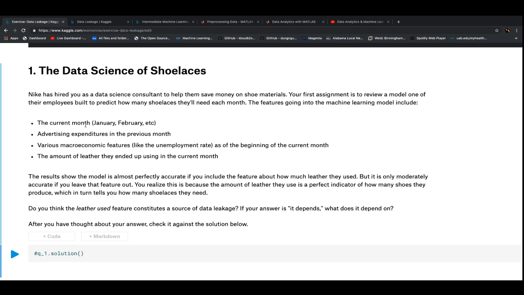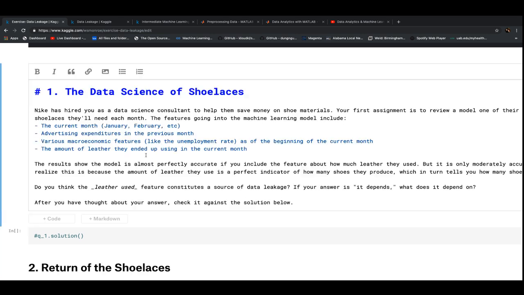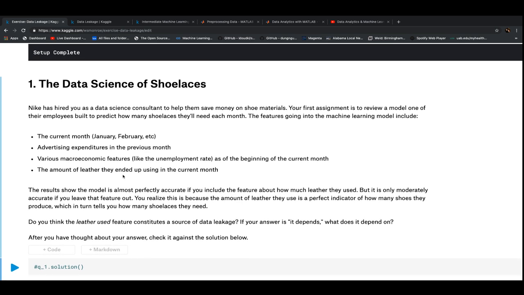The current month, we'll always know what the current month is. The advertising expenditures in the previous month, that makes sense, because that should be related to how many people were marketed to. Various macroeconomic features as of the beginning of the current month, that's great. But I think the key phrase here is the amount of leather that they ended up using at the end of the month.